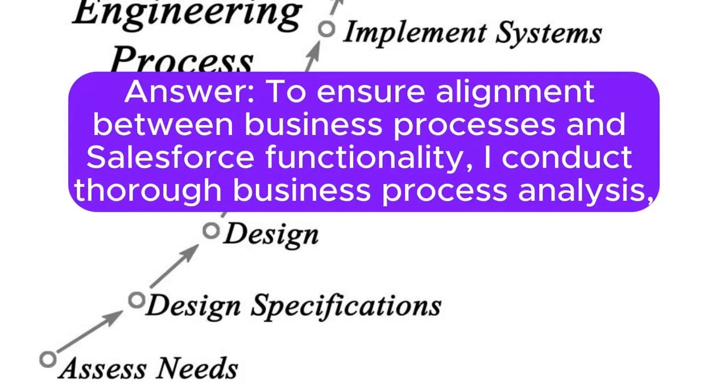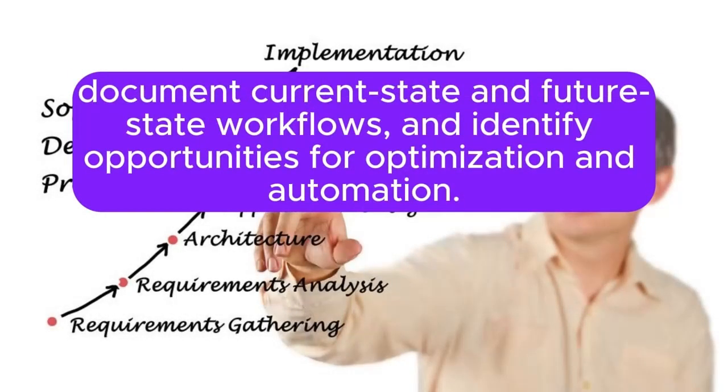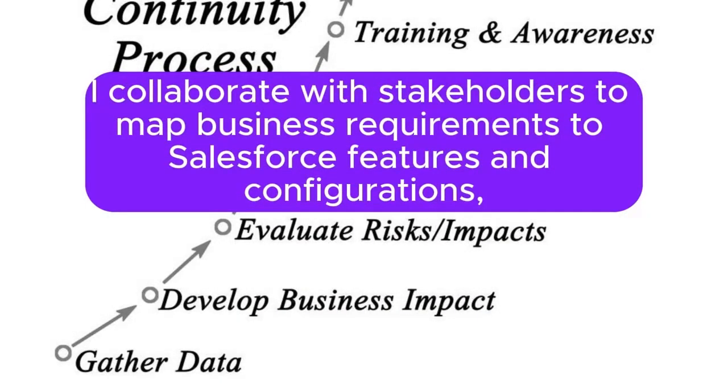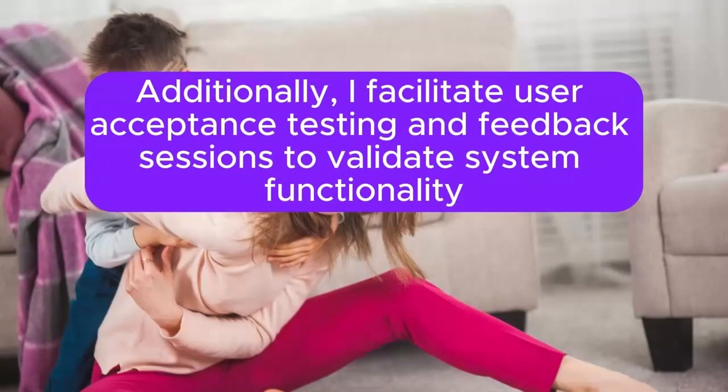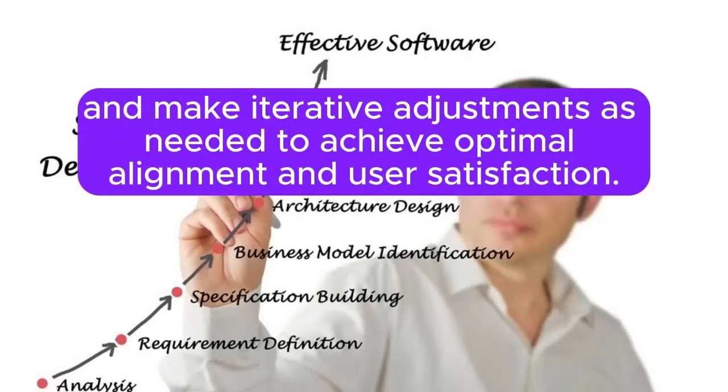Answer: To ensure alignment between business processes and Salesforce functionality, I conduct thorough business process analysis, document current state and future state workflows, and identify opportunities for optimization and automation. I collaborate with stakeholders to map business requirements to Salesforce features and configurations, ensuring that the system supports key processes and user workflows. Additionally, I facilitate user acceptance testing and feedback sessions to validate system functionality and make iterative adjustments as needed to achieve optimal alignment and user satisfaction.